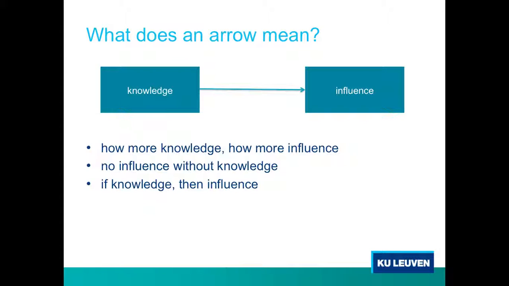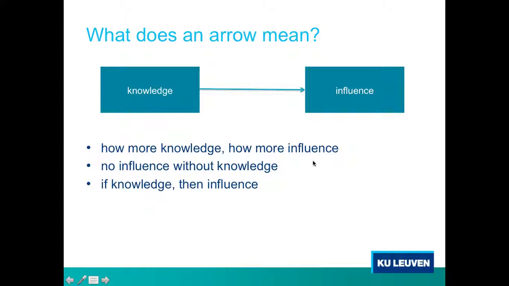The most common way of perceiving this arrow is to say, well, if I have more knowledge, I will have more influence. If I have less knowledge, I will have less influence. Please notice the more here. This implies that influence and knowledge can to some extent be quantified. It's not a qualitative phenomenon which is there or not. It's continuous, right, from 0 to 1 with many intermediate positions. So that's quite a common acception of what this arrow means.